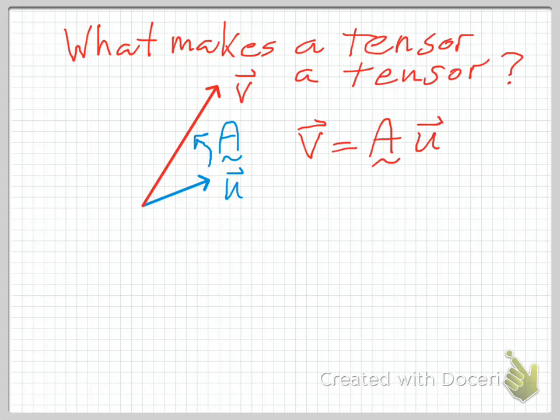vector u. Like, for example, maybe there would be another vector u like this, and if you multiplied the tensor onto it, it would have the same effect of moving it counterclockwise a little bit and extending its length, maybe about like that. And the tensor will take any vector u and convert it into a new vector. Okay?